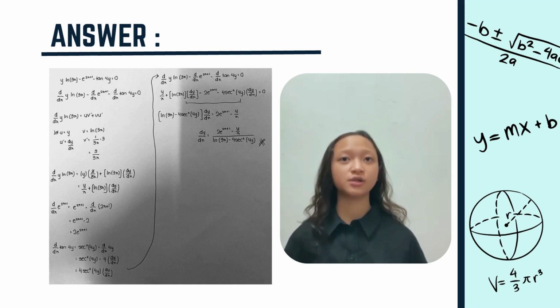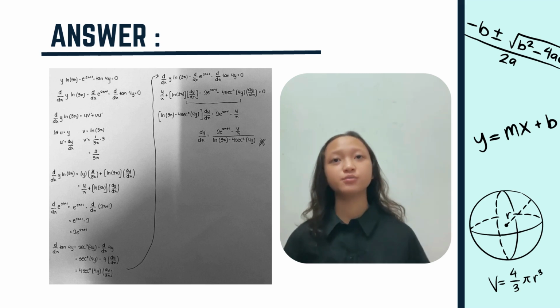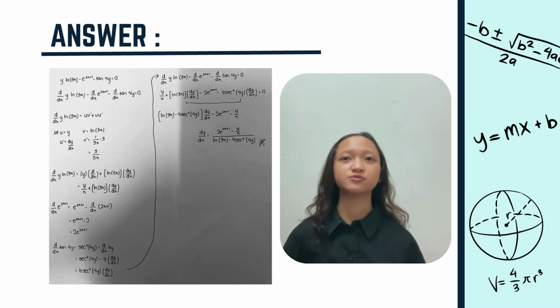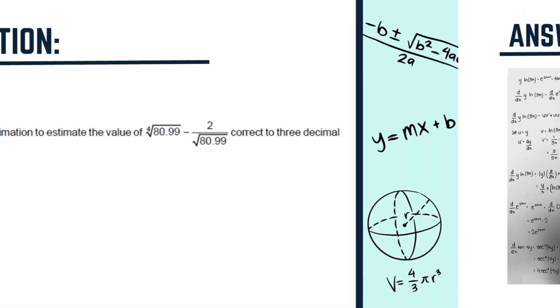Next, we combine ln in the bracket of 3x minus 4 secant square in the bracket of 4y. How we have to combine is, first, we open bracket, put ln in the bracket of 3x minus 4 secant square in the bracket 4y, close bracket, times dy over dx equal 2e to the power of 2x plus 1 minus y over x. We move 2e to the power of 2x plus 1 and y over x to the other side, and then we get dy over dx equal to 2e to the power of 2x plus 1 minus y over x, over ln in the bracket of 3x minus 4 secant square in the bracket of 4y, and that's the answer for this question.